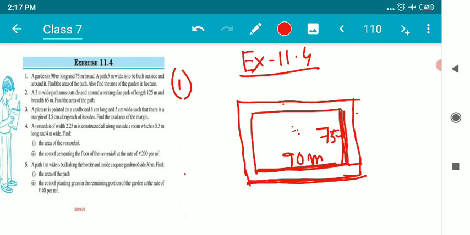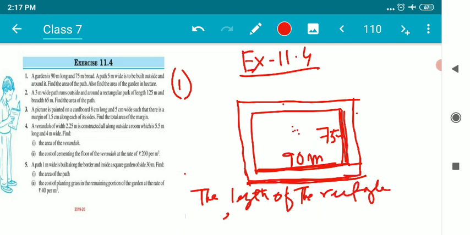Okay, so we calculate the area of the smaller rectangle, the inside one. The length of the small rectangle, or the rectangle excluding the path, means we are not including the path's area. We are just finding the area of this smaller rectangle. So the length of the rectangle excluding the path is equal to 90 meter.